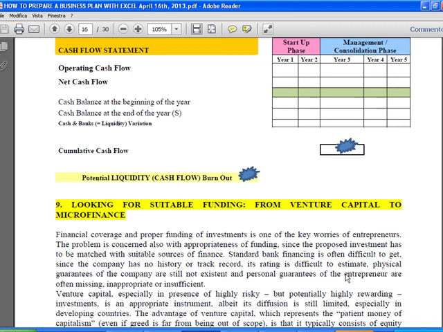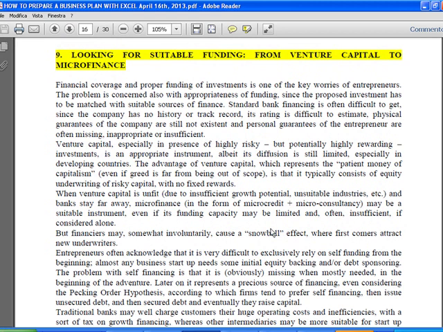We may also have suitable funding. Hardly anybody is going to support you in the beginning. You are young, nobody knows you. Banks are typically not going to support you. So you can go towards a venture capital solution or to microfinance if you live in an underdeveloped and poor environment. These are feasible sources for your business planning.